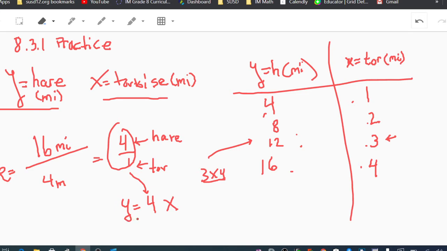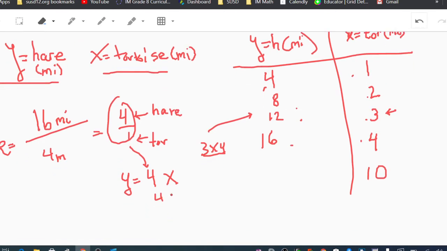Okay, let's say that the tortoise has run 10 miles. Now use this equation to find out the distance of the hare. Just go ahead and enter 10 in. 4 times 10 equals, oops, I forgot parentheses here. 4 times 10 equals 40. Put that value into the table. I'm going to look for that in your notes.